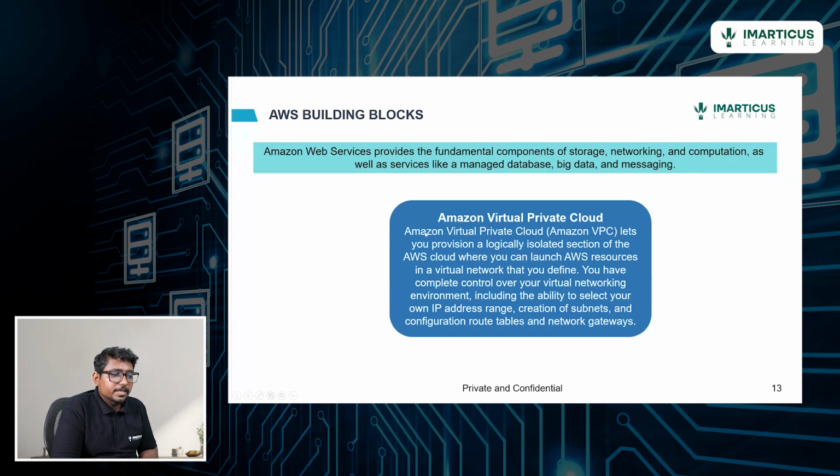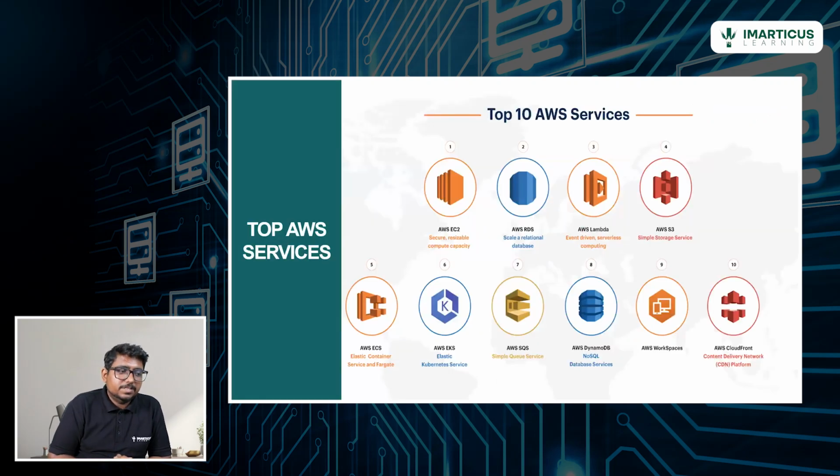It lets you provision a logically isolated section of the AWS cloud where you can launch AWS resources in a virtual network that you define. You have complete control over the virtual networking environment, including the ability to select your own IP address range, creation of subnets, and configuration of your route tables and network gateways. So basically here you can create your own small mini cloud system where you can deploy, test, manage and experiment with your application. So these are the top 10 services from AWS.